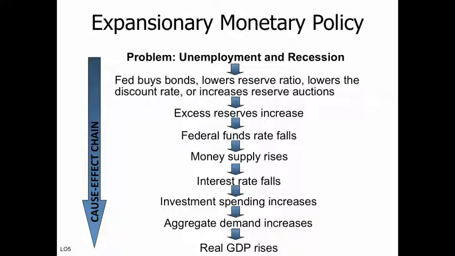As banks loan out these extra reserves, the money supply rises. Interest rate in the economy falls via the money market. Investment spending rises. Consumer spending would rise too. Aggregate demand curve will shift to the right and real GDP will increase. That's one slide that really depicts what expansionary monetary policy is and how it works through this cause and effect chain.